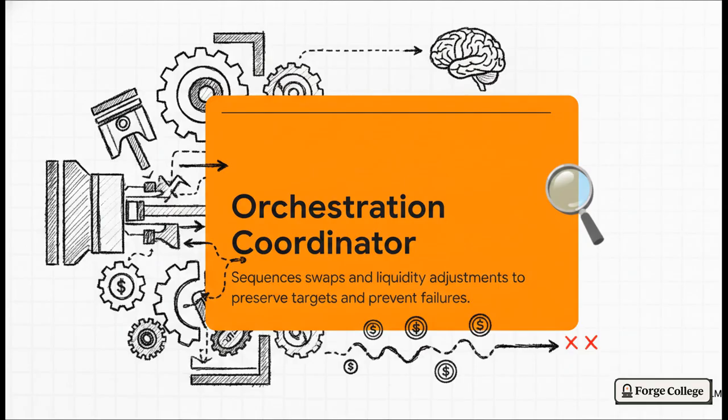Now, what's really interesting here is the orchestration coordinator. Imagine an intricate gearbox inside a high-performance engine. This coordinator sequences your swaps alongside your liquidity adjustments, constantly checking available balances. It makes sure your target exposures are preserved without causing those embarrassing transaction failures due to slippage or insufficient funds. It is literally the brains behind the mechanical brawn.